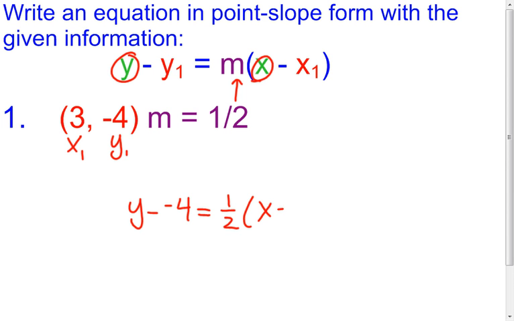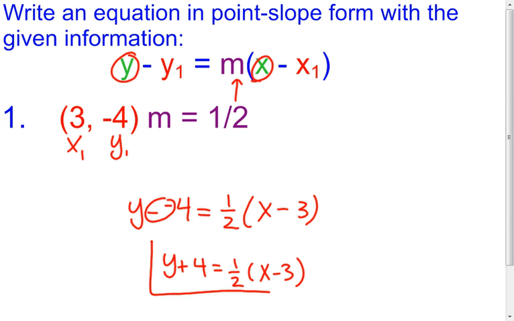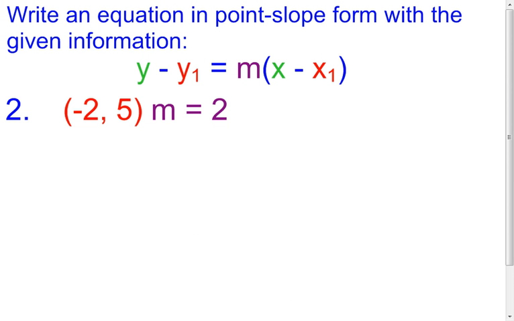So x minus x1, which is 3. And of course I don't want you to write this as minus and negative, so let's change this to plus, and it would look like this. And that's what it would be in point-slope form. Okay? We'll do one more just to make sure you're okay.